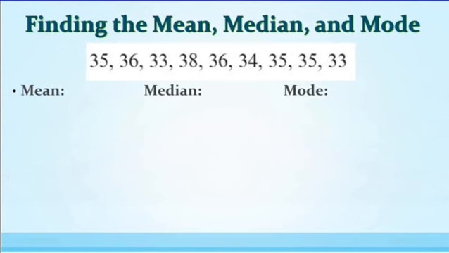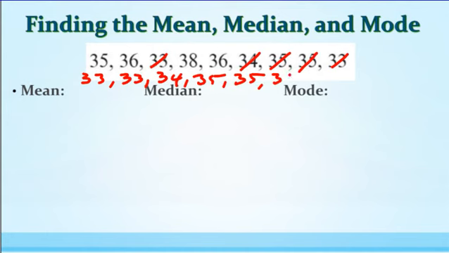First thing we're going to do is put these in order from smallest to largest. So I'm going to write these down. So the smallest number is 33. Then we have another 33, then we have a 34, then we have a 35, 35, another 35, 36, another 36, and then a 38.